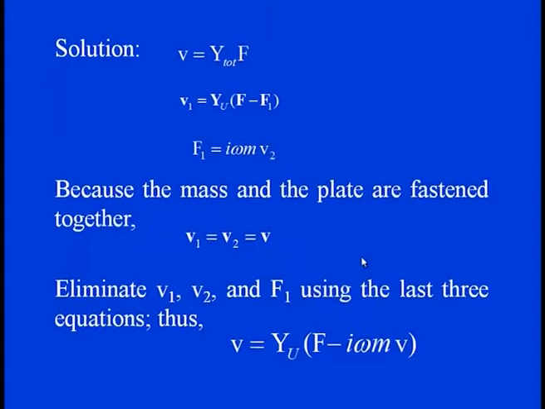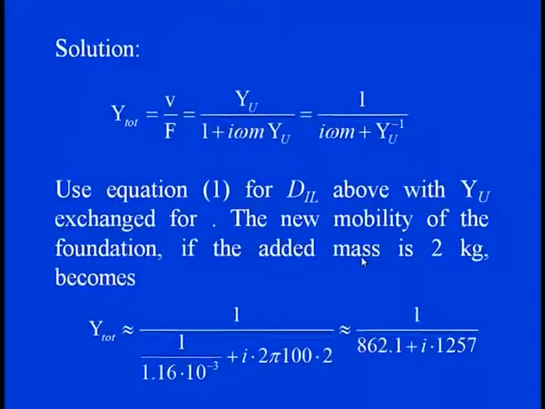So V1 equals V2 equals V, and when we keep those things and want to find V, it is Yu times (F minus i omega m V), which is what F1 was earlier. So now we can straightaway calculate Y total equals V by F, which is Yu divided by (1 plus i omega m Yu), or dividing through, it equals 1 divided by (i omega m plus Yu to the power minus 1).